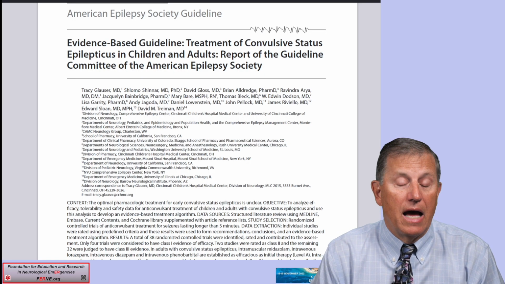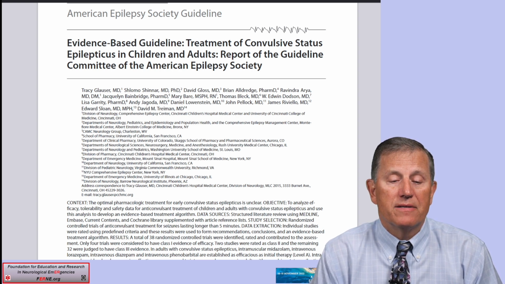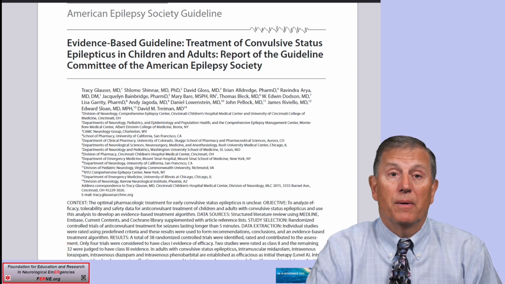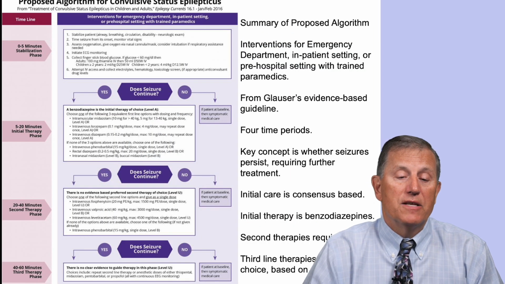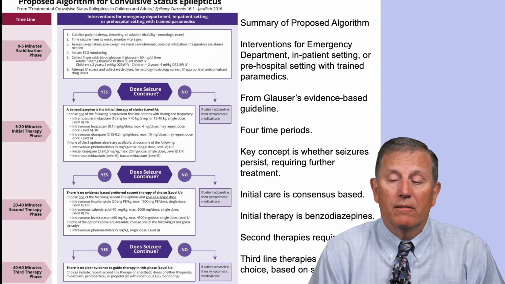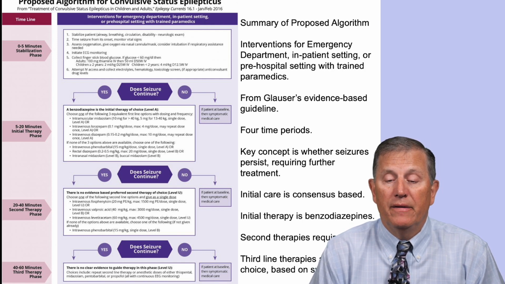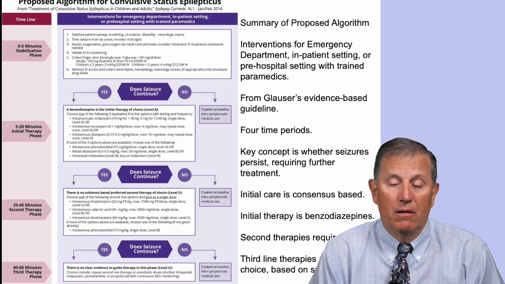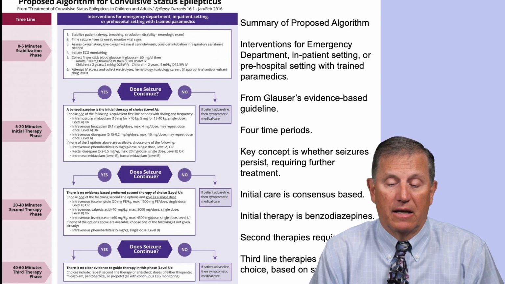Let's begin with the 2016 AES Status Epilepticus Guideline. This guideline by Glauser and a staff of committee persons provides us an evidence-based guideline for the treatment of patients with convulsive status epilepticus, both in children and adults. This proposed algorithm is provided here in a summary graphic. And from this, we know the interventions are designed for the emergency department, the inpatient setting, and the pre-hospital setting with trained paramedics. This graphic comes from Glauser's evidence-based guideline.